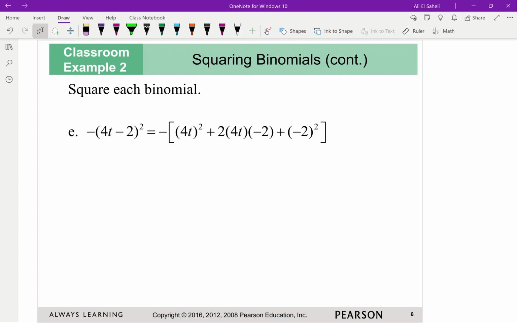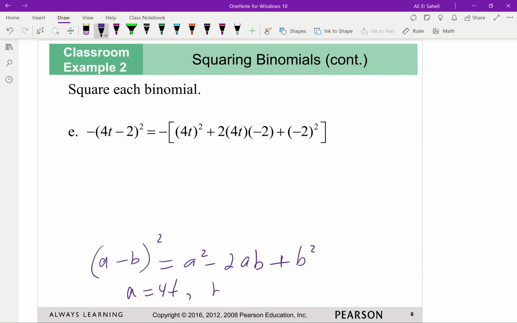All right, another example. Now remember, this minus is not under the square, so we cannot get rid of it. So keep the minus out and square. Okay, so you have (A − B)² equals A² − 2AB + B². In this scenario, A is 4t and B is 2. So you have 4t − 2, A minus B.